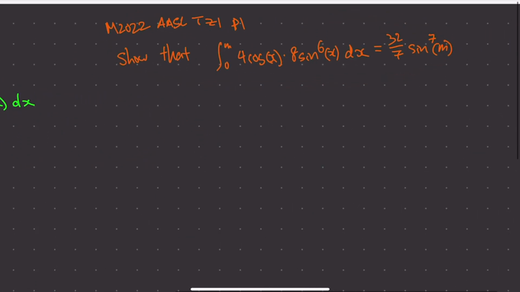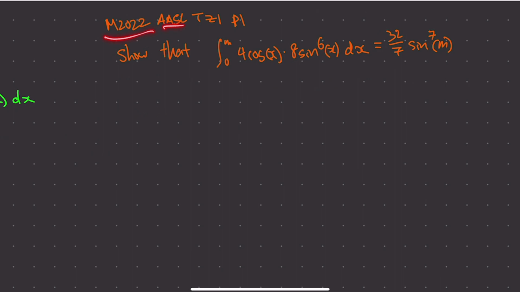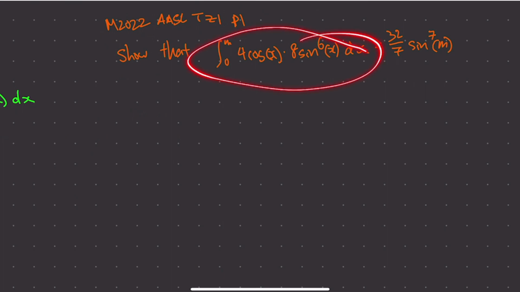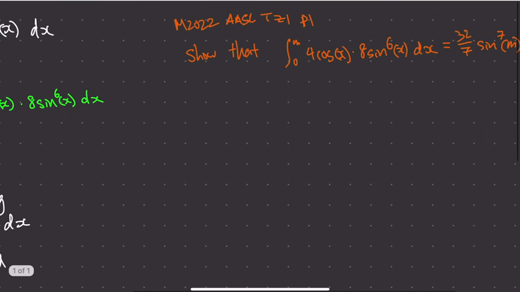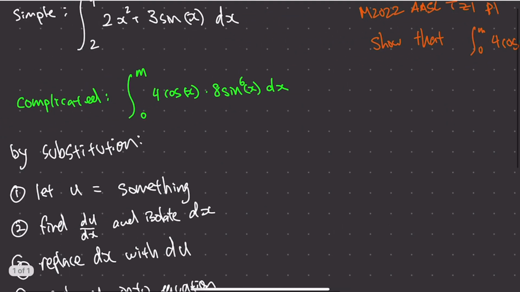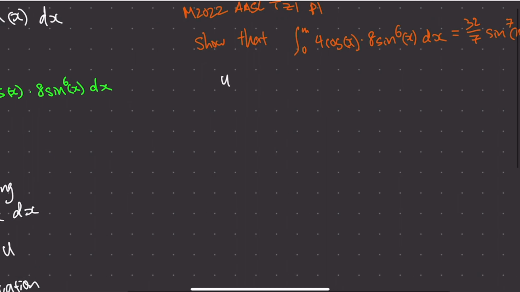This question is taken from May 2022 AASL Time Zone 1 paper 1, so no calculator allowed. We basically need to show that this complicated definite integral is equal to this. So how do you do that? Step one, we need to let u equal to something. I'm going to let u equal to sine x.